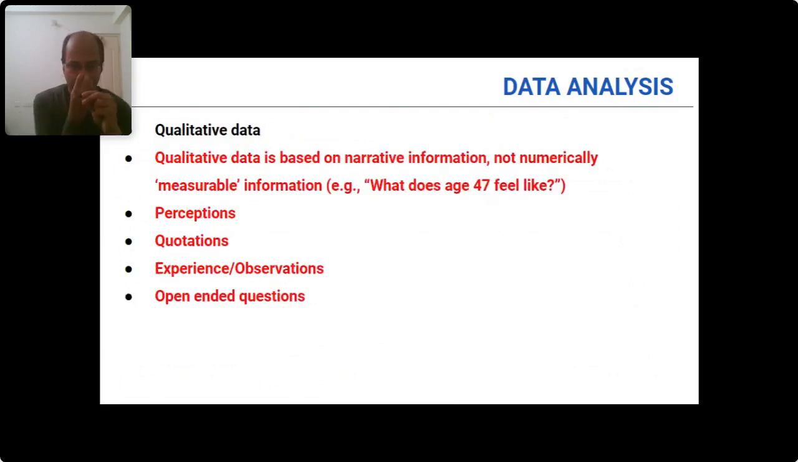Qualitative data, on the other hand, is different. For example, what does age 47 feel like? You're just giving your responses. So there is no measurable aspect here. You could have perceptions, which are used for analyzing. You have quotations for analysis, or you have experiences and observations for analysis. And in most cases, they are open-ended questions, which are used for analysis and for comparison.